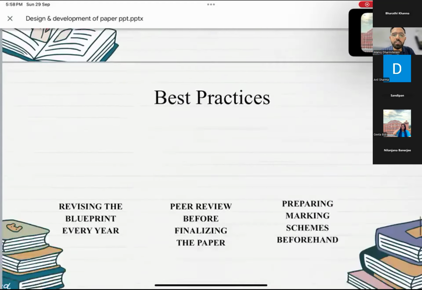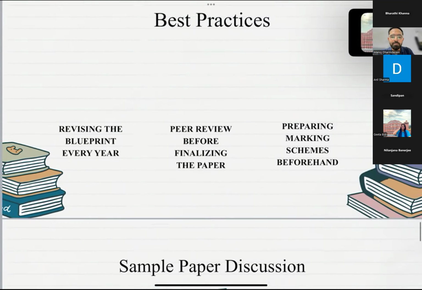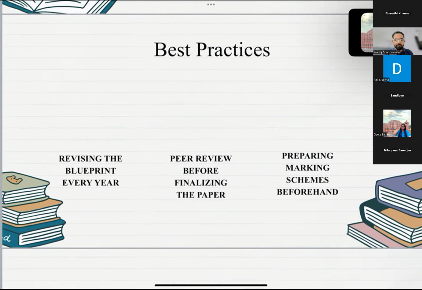What are the best practices we should keep in our mind while setting the paper? Like first thing, revise the blueprint every year. If there is any change which has been done by the CBSE, this is the first and foremost step for a teacher whenever they are going to set the paper. Let's check the blueprint.